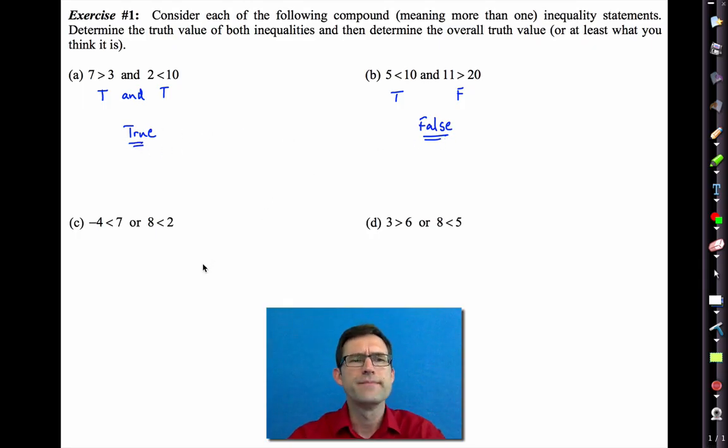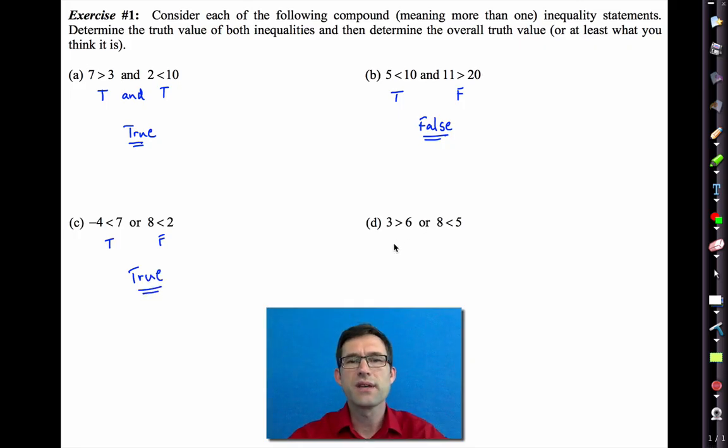Let's take a look at or. -4 is less than 7. Well, that's true. 8 is less than 2, and that's false. Now, if I said, well, I'm a math teacher or I'm an English teacher, because I'm a math teacher, well, that makes that overall statement true, right? When you have an or, only one of them really has to be true, right? So, overall, I would call that a true statement.